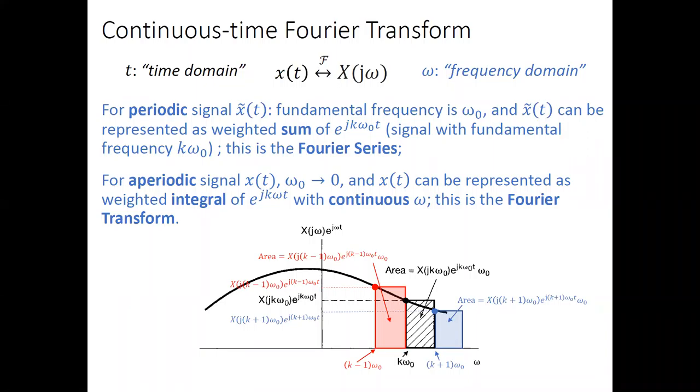Now let's make omega zero infinitely small so that it approaches zero. In this process, the periodic signal approaches the aperiodic signal x of t. The weighted sum becomes a weighted integral because the interval between consecutive samples is infinitely small. So that's why the summation goes to an integral.